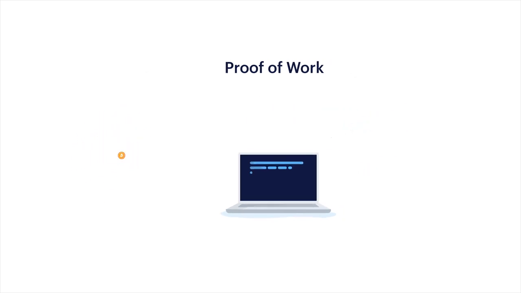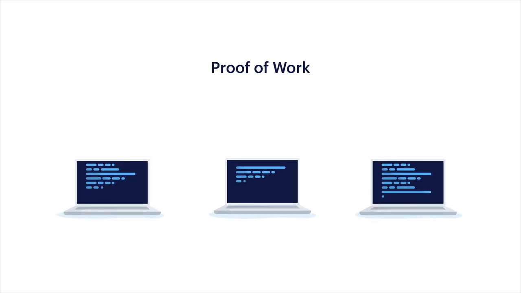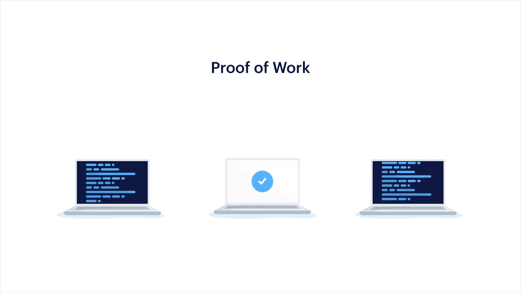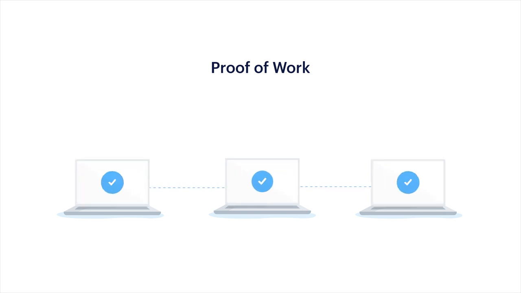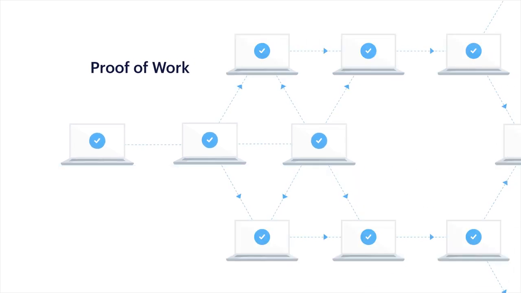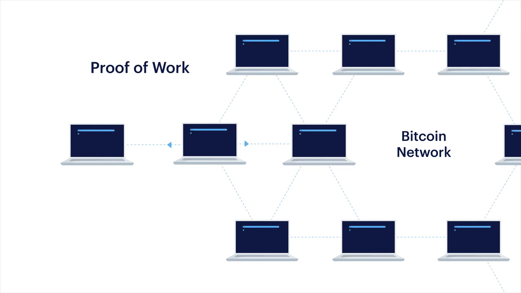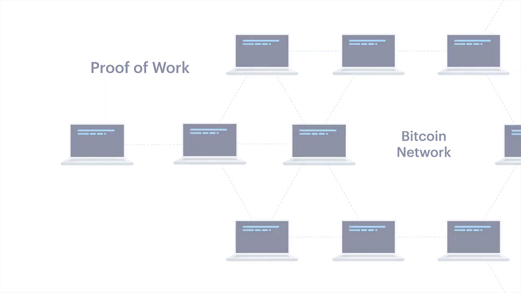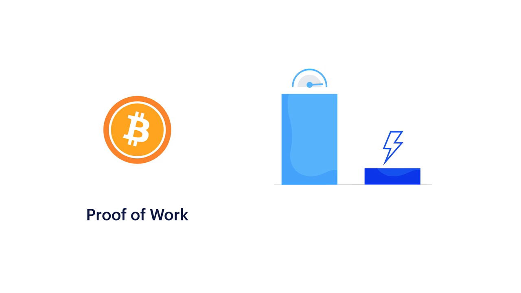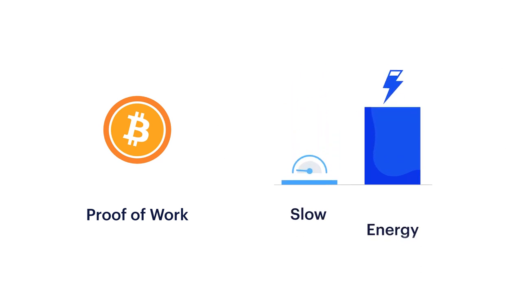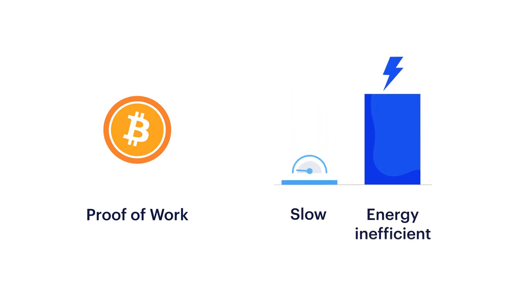With proof of work, computers race to solve a mathematical problem, a process known as mining. The first computer to solve the problem shares the solution, which includes a list of validated transactions, with all the other computers on the network. The transactions are then added to the Bitcoin blockchain. The network builds consensus, and every computer races to find the next proof of work. This consensus model is very effective, but can also be slow and energy inefficient.